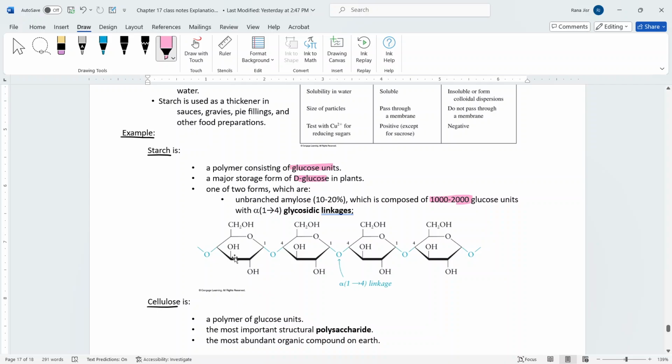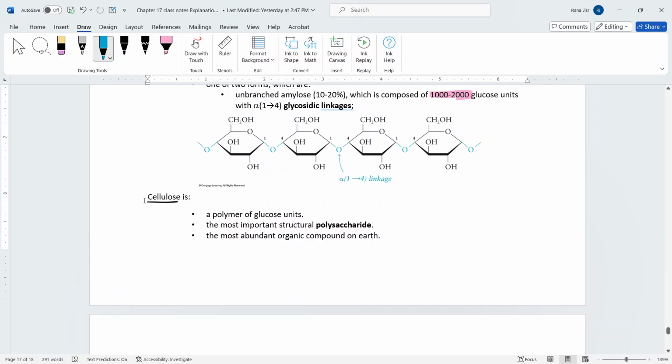So we're going to put all of these glucose units next to each other. Always the reaction is going to start from the anomeric carbon of one glucose unit to carbon number 4 of the second glucose unit. Since it's an alpha 1,4, the OH is going to be pointed down, so the glycosidic linkage has to be pointed down in this case.